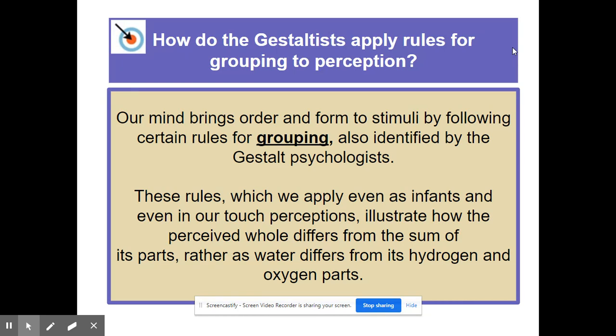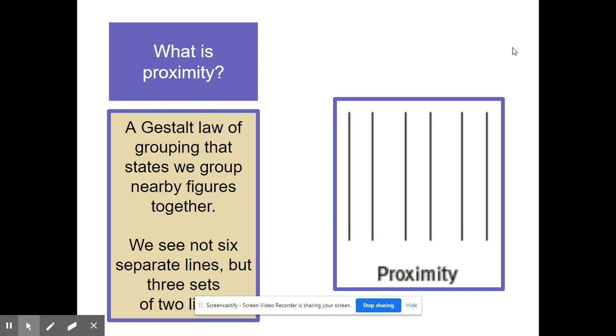So how do we do this? We do it through proximity, continuity, and closure. Let me demonstrate how we do that. The first one is proximity. What do we see here? We don't see 3 or 6 separate lines. We see 3 sets of 2 lines. This is how we see proximity.